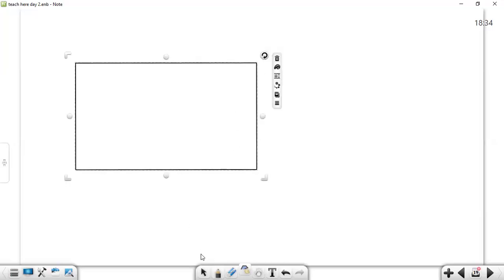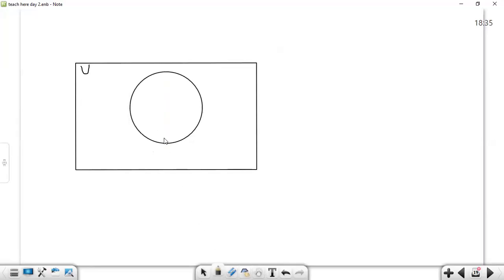So let's consider this is the universal set, and this is a set A. Magic. Yes. So this is set A. Now if we are saying set A, it means this yellow region.